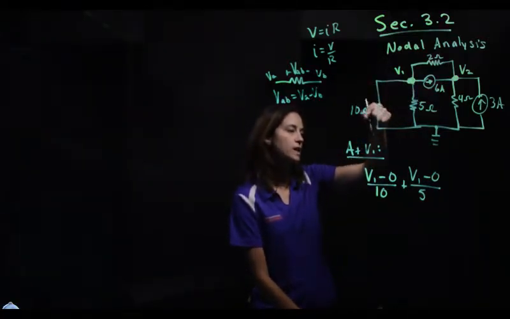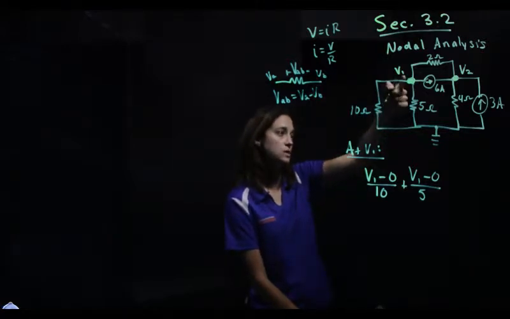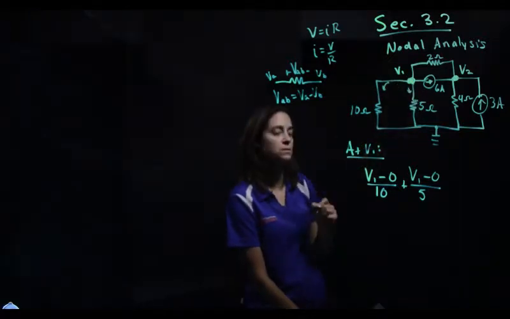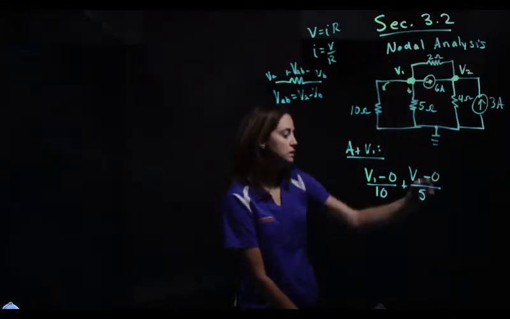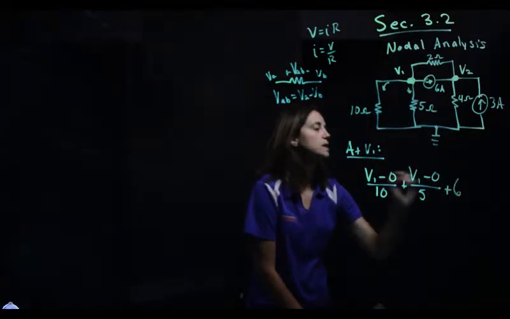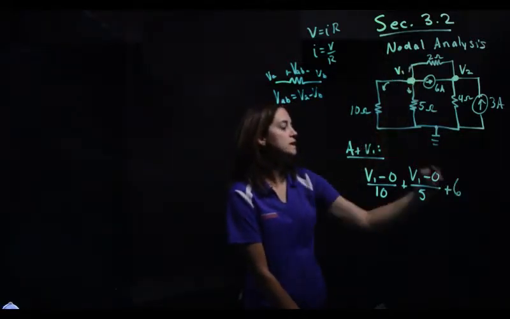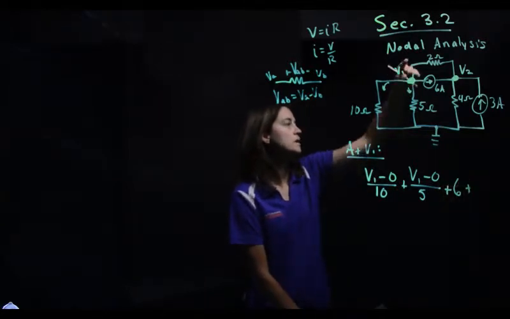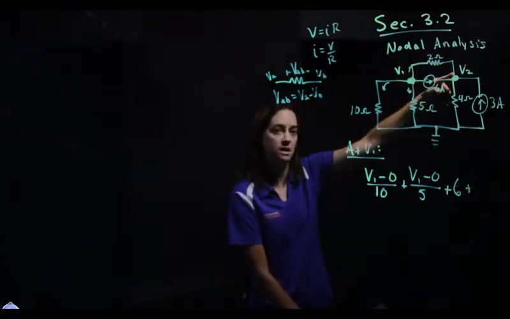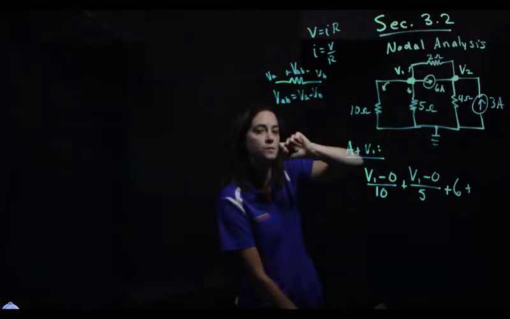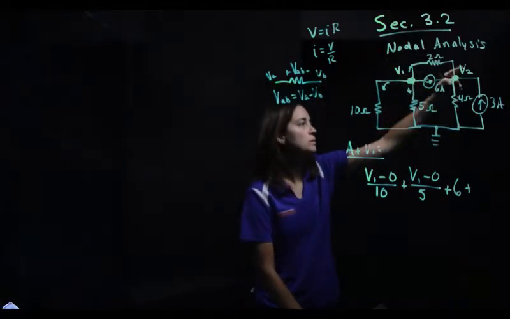I'm defining all of these as leaving as I'm writing them, because it's V1 minus 0. That means I'm defining my current this way. V1 minus 0. Defining my current that way. So leaving, plus 6. I'm going to do it again. Define it as leaving. So plus V1 minus, now instead of 0, I have V2. Remember, this is what we're doing, VA minus VB. So V1 minus V2.